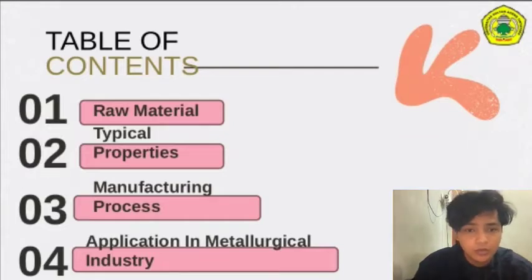This is the table of contents of my group. We have 4 contents in this presentation. The first content is raw material, second is typical properties, third is manufacturing process, and the last content is application in the metallurgical industry.